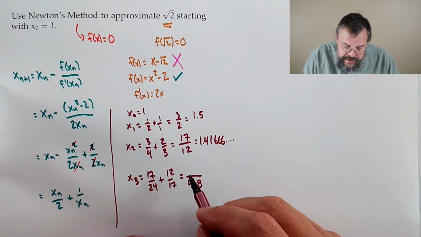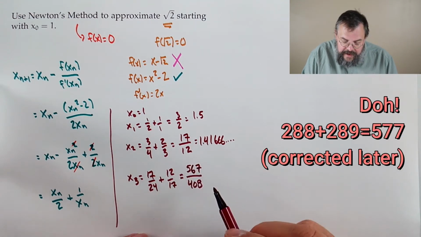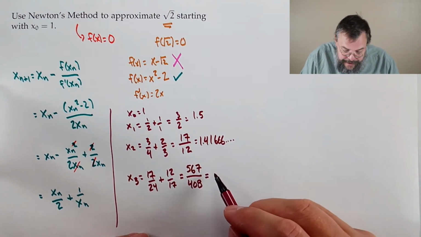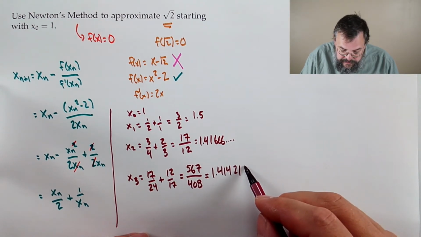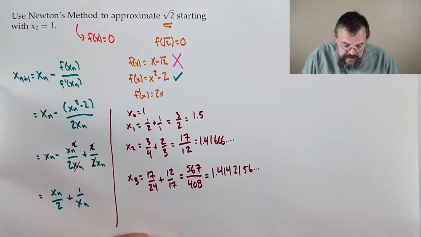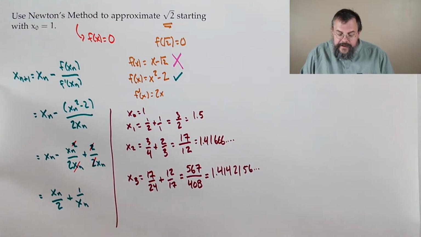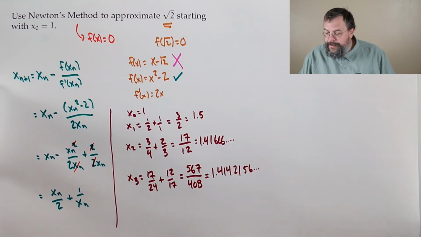So if you add 288 plus 289, you get 567. And you put that into your calculator. What do you get? 1.414215.6, and so forth and so on. Okay, now, that's 3 steps. How are we doing? Well, let's talk about what the square root of 2 is.